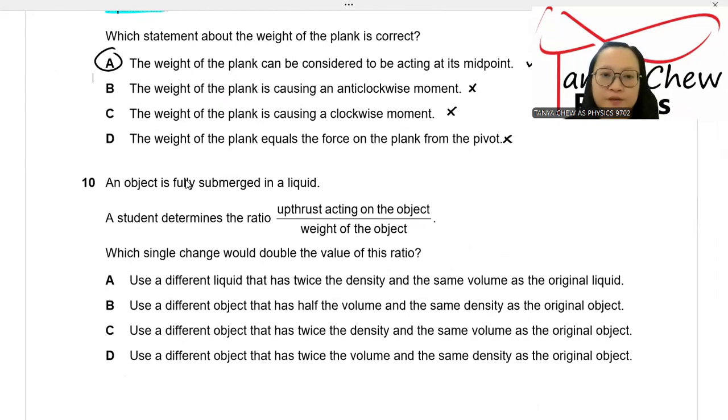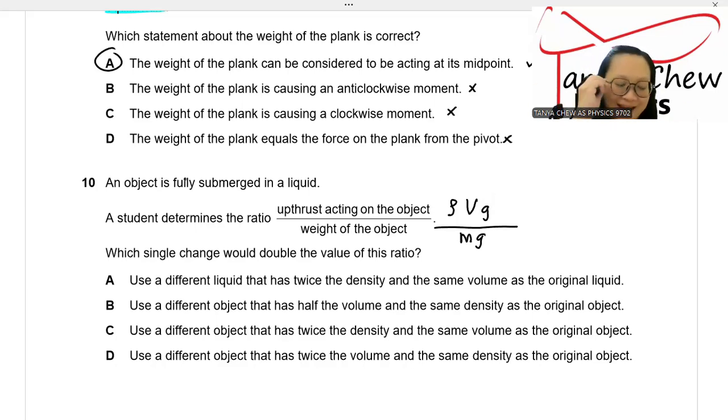Number 10: an object is fully submerged in a liquid. A student determines the ratio of the upthrust acting on the object to the weight of the object. Which single change would double the value of this ratio? Now, upthrust is equal to rho V g. Rho means the density of the liquid, V is the volume of the liquid, and g is the gravitational acceleration. The weight of the object is mg, the mass of the object times the gravitational acceleration.